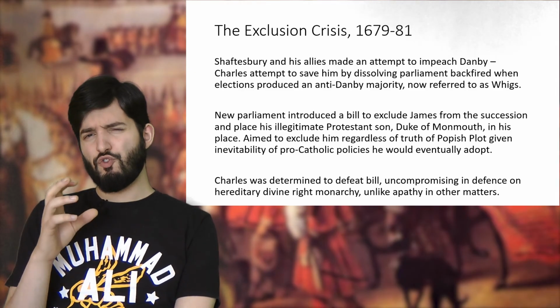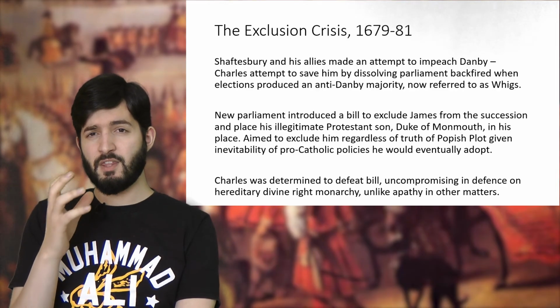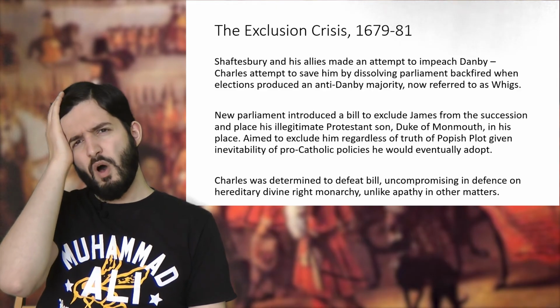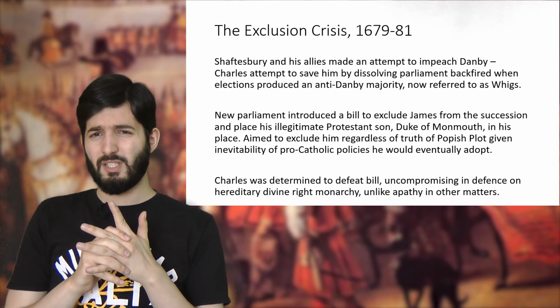Charles, however, and this is where you really begin to see the strengths of Charles as a king, is very determined to defeat the bill and has no intention of giving in to it. At this point, of course, you might be wondering, why is Charles so keen to protect James if the plot is to kill him?